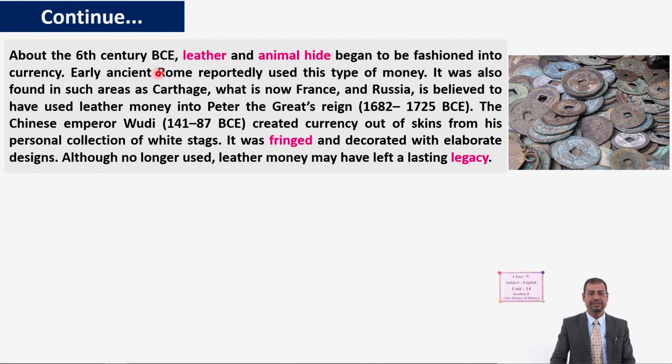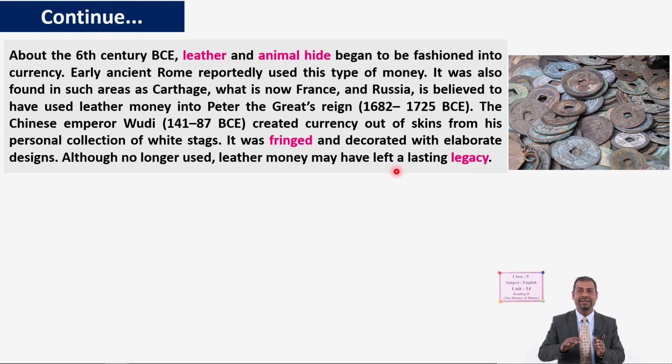About the 6th century BCE, leather and animal hide began to be fashioned into currency. Early ancient Rome reportedly used this type of money. It was also found in such areas as Carthage, and what is now France and Russia is believed to have used leather money. During Peter the Great's reign, 1682 to 1725, and the Chinese Emperor Wudi, 141 to 87 BCE, created currency out of skins from his personal collection of white stags. It was fringed and decorated with elaborate designs. Although no longer used, leather money may have left a lasting legacy.